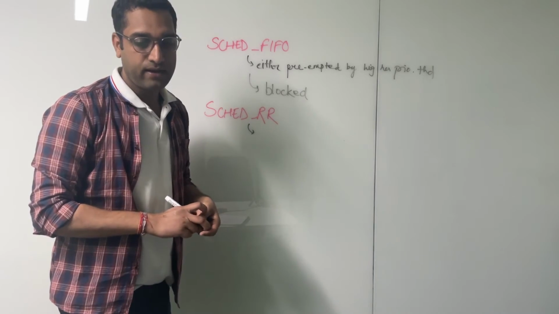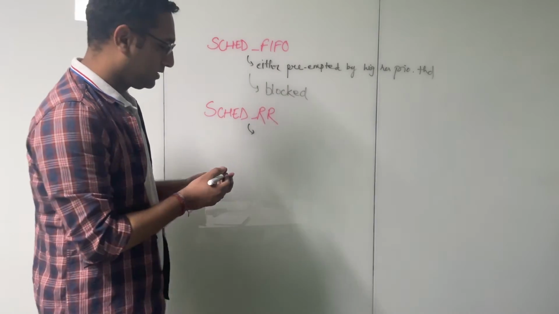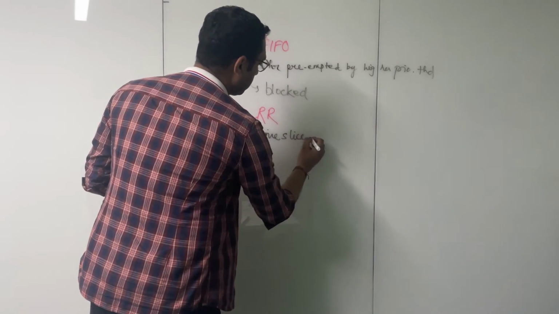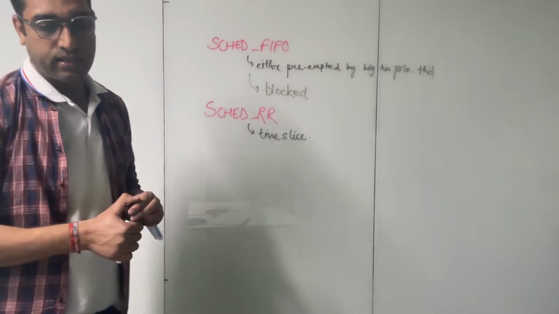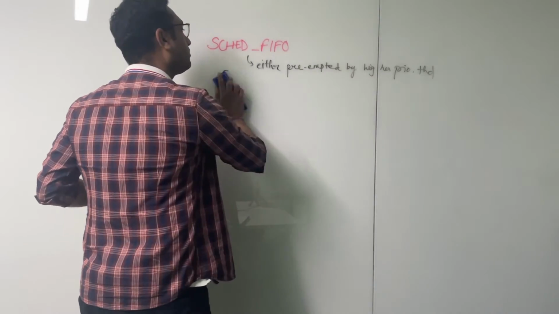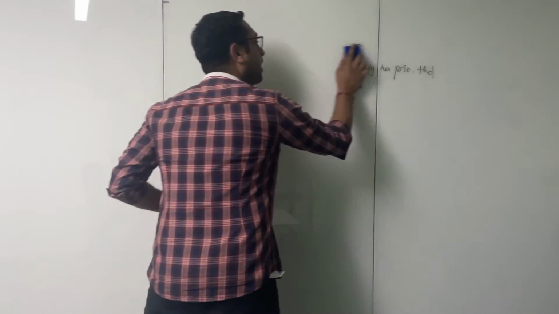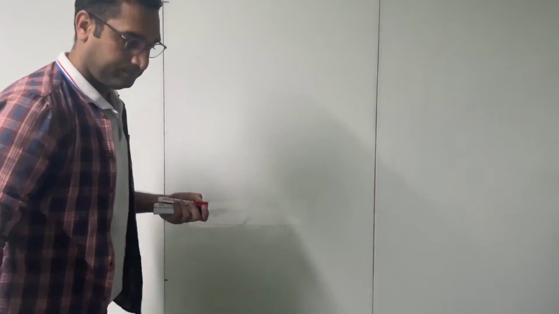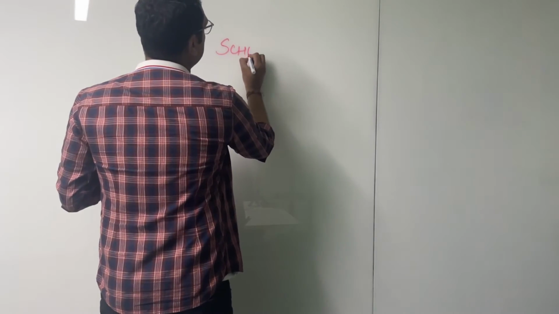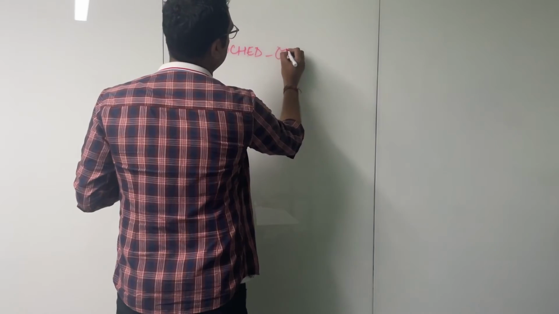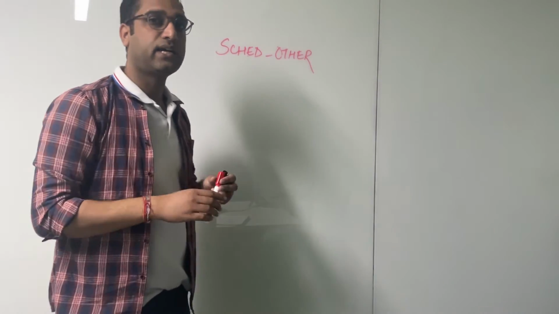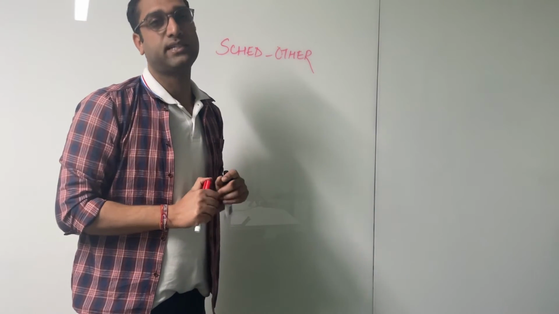Okay, and the third one is, so basically the new concept was time slice, and basically the last one was SCHED_OTHER, and that means that the process is saying I don't want FIFO, I don't want RR, I want some other type of scheduling between the threads that I am going to implement myself.